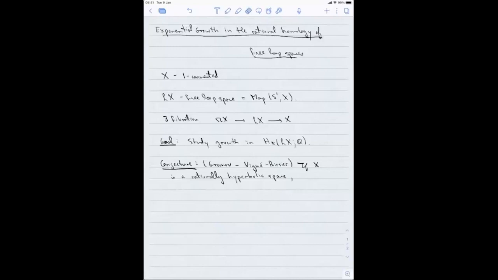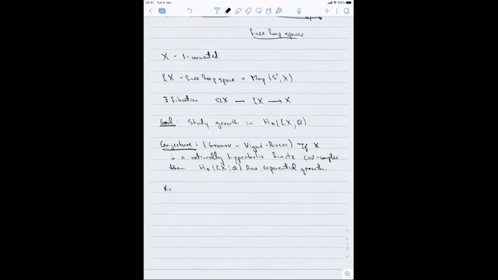let's say a finite CW complex, and again, simply connected, everything's simply connected, then the rational homology of the free loop space has exponential growth. So the idea is if there's infinitely many rational homotopy groups, then the homology of the free loop space should grow very fast.